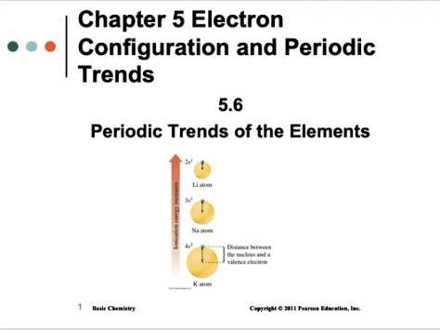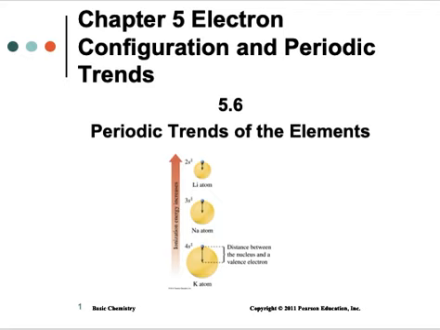This is Basic Chemistry by Timberlake, section 5.6 on periodic trends of the elements. So if something's periodic, it's repeatable. If the element table is periodic, then the element table is going to be repeating certain characteristics, or there's going to be certain trends that you can predict simply by looking at the periodic table.